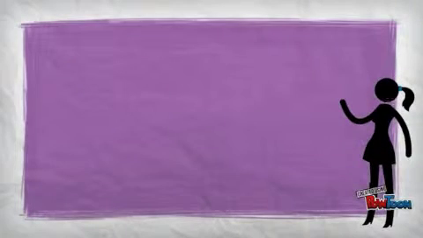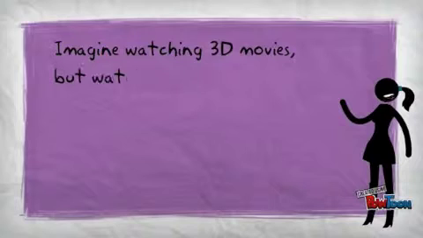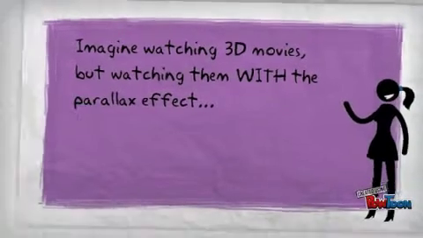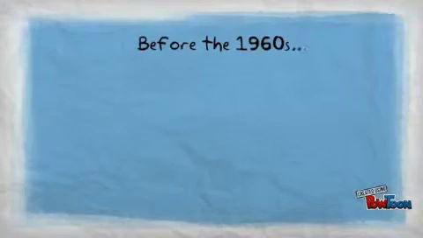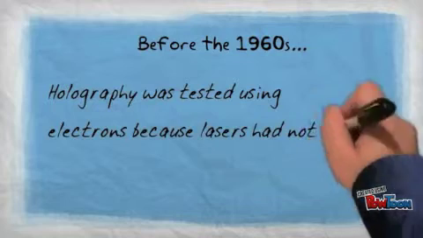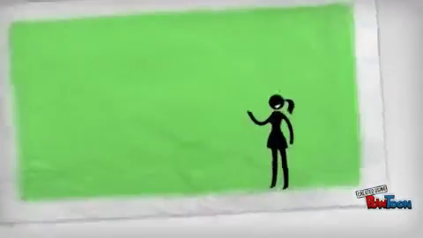Holograms or holography give us a way to make this possible, to get 3D with parallax. Previously, holograms were made using electrons, and until the 1960s, which was when the laser was invented, no proper form of holography existed. To look at how holograms work, we must first look at how photography works.